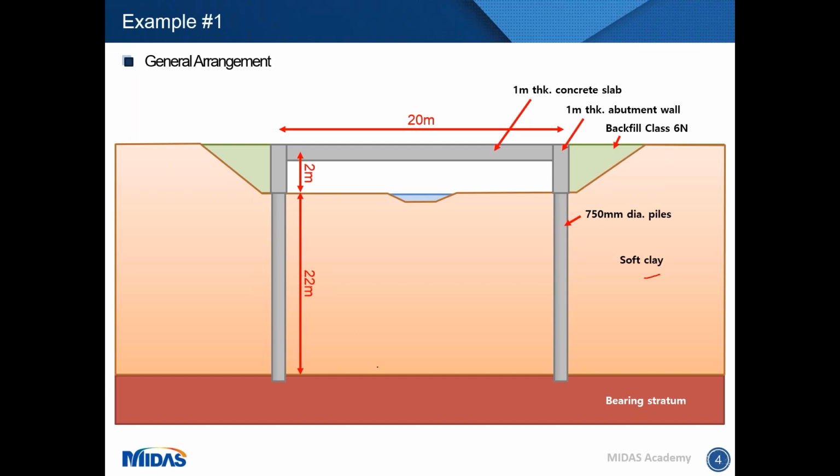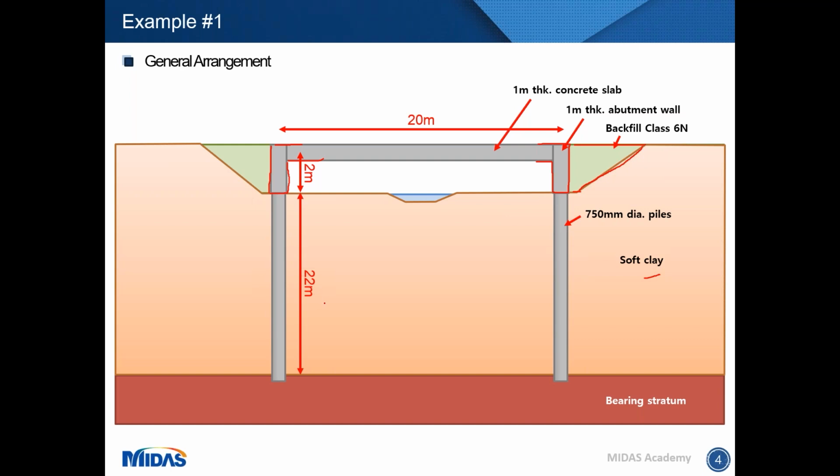And then we have decided to build this bridge in a top-down construction. So we're going to excavate this clay. We are going to build the top part of the bridge, so these abutment walls and the deck. Then after we do that, we are going to backfill the abutments with a granular, cohesionless material, backfill class 6N. And this bridge will be supported on piles that go all this layer down to a competent layer. So they are 22 meters deep.